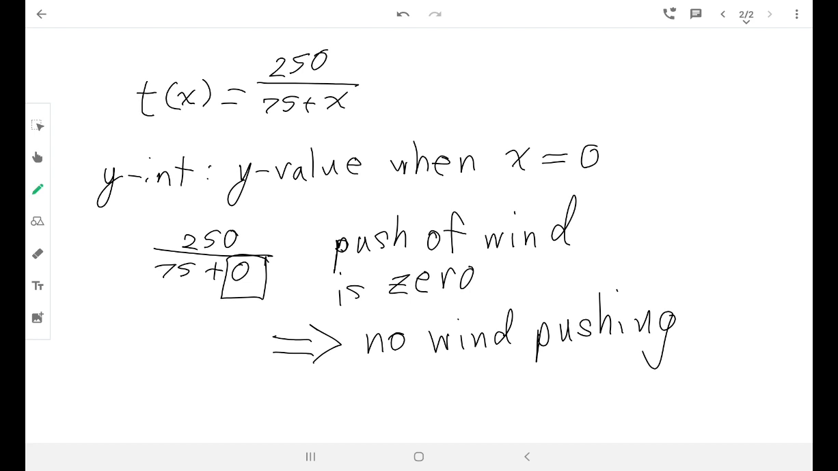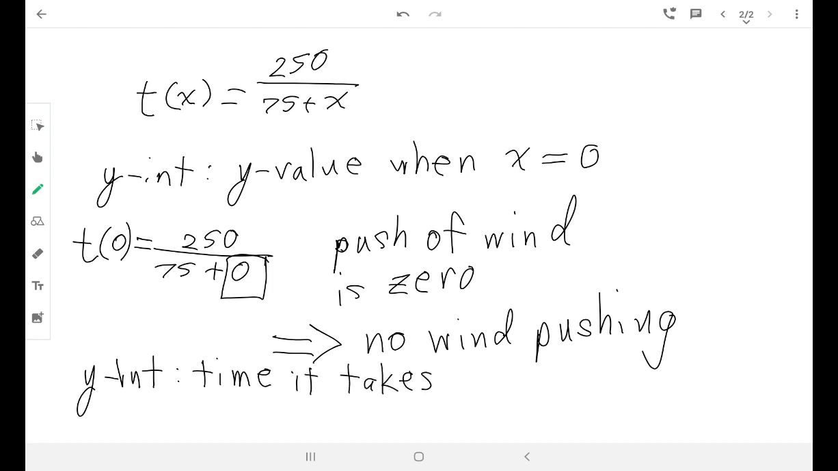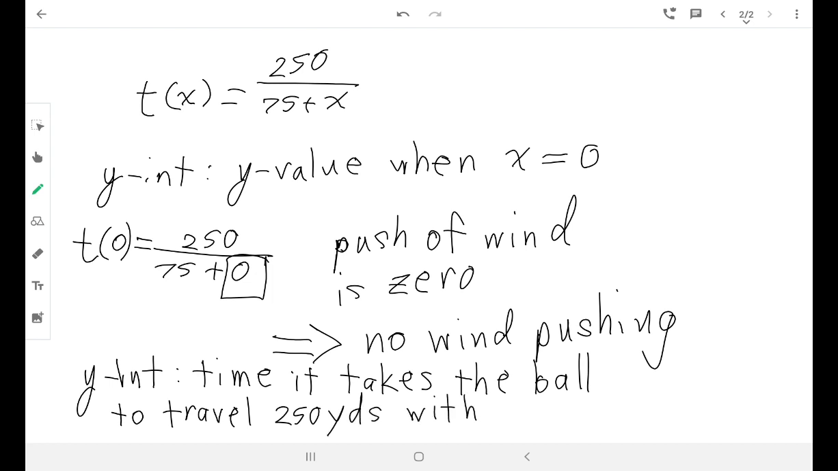And so if I put in that 0, this t at 0 would be the y-intercept, and so the y-intercept would be the time it takes the ball to travel 250 yards with no wind.